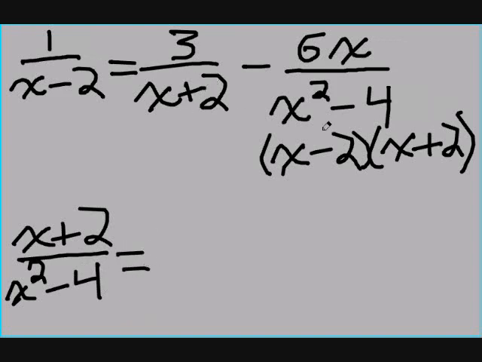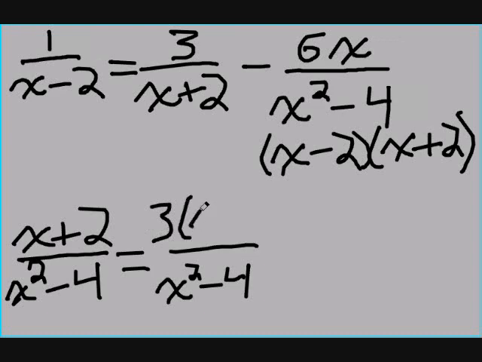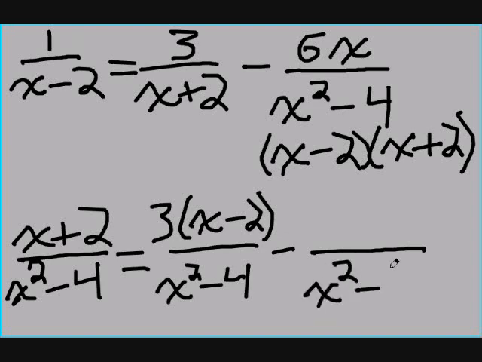Now equals. Here I have an x plus 2, so I need to multiply by an x minus 2 on the bottom to get the same x squared minus 4. But I multiply the top by x minus 2 as well, so I get 3 times x minus 2. Right? And then minus, or here I already have x squared minus 4, so I have 6x over x squared minus 4. Now everything's over the same x squared minus 4.